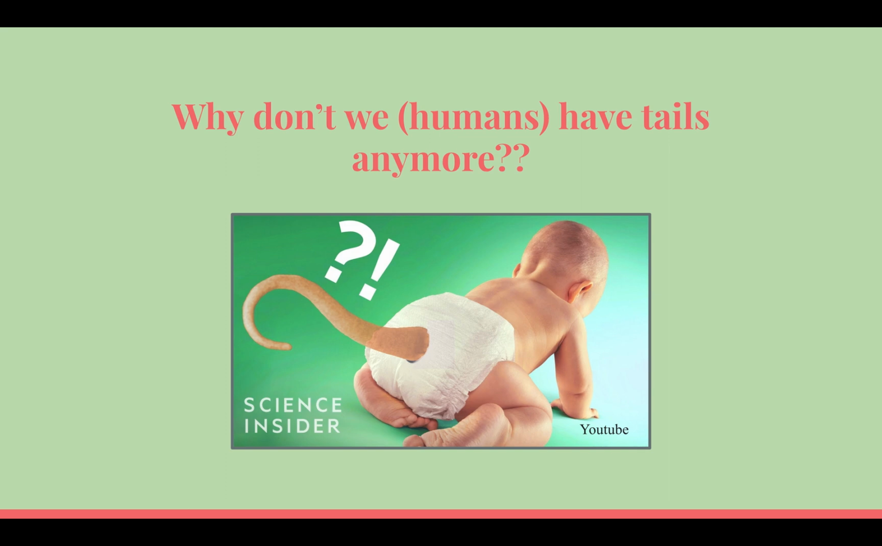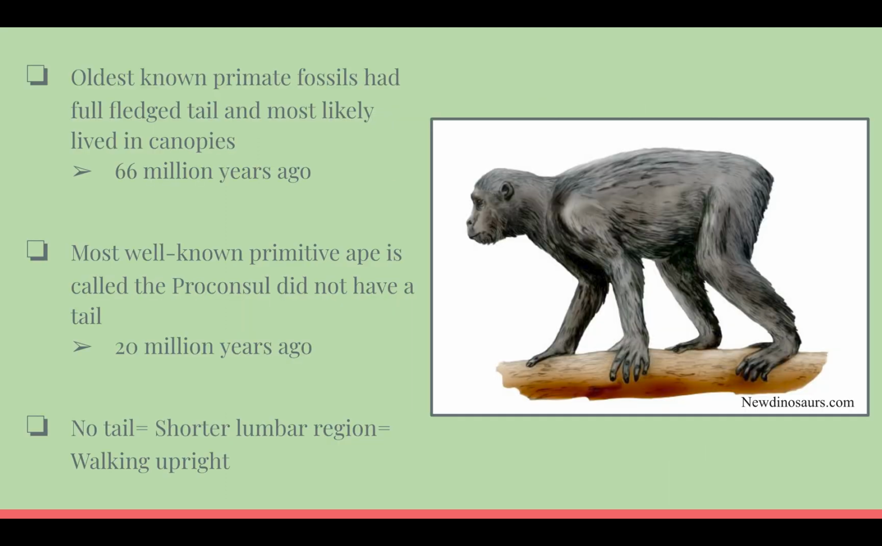Our bodies are aligned with a center of gravity that passes through our spines and down to our feet without having to counterbalance the weight of our body or head. And just to give you guys a bit of background on the evolution of primates losing their tails and starting to walk upright, we know that the oldest primate fossils that have been found are about 66 million years old and had fully fledged tails and most likely lived in canopies.